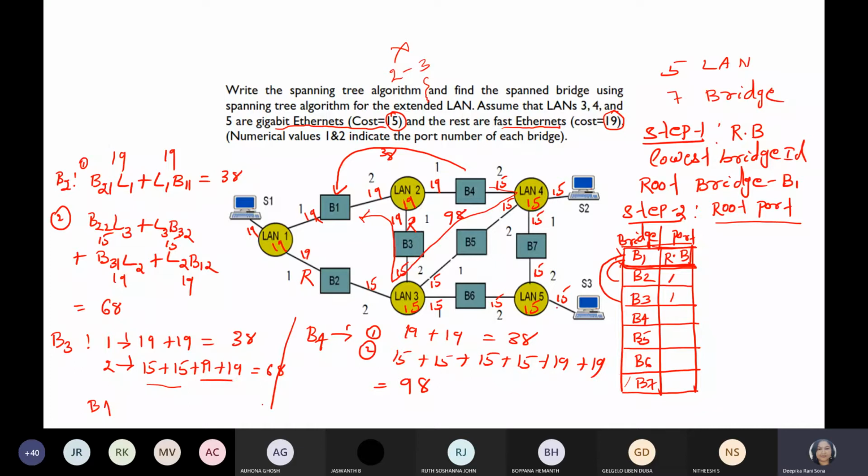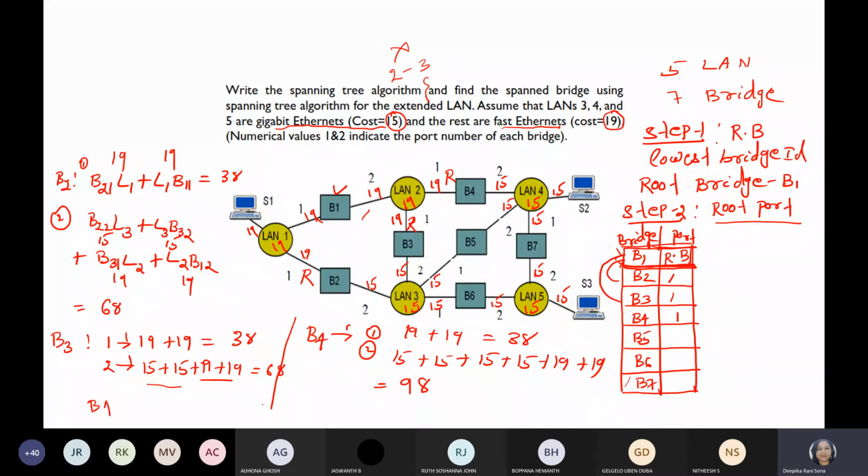So what is the root port for bridge 4? Obviously, for the fourth one, port 1 is the root port. So here we will mark this as the root port.